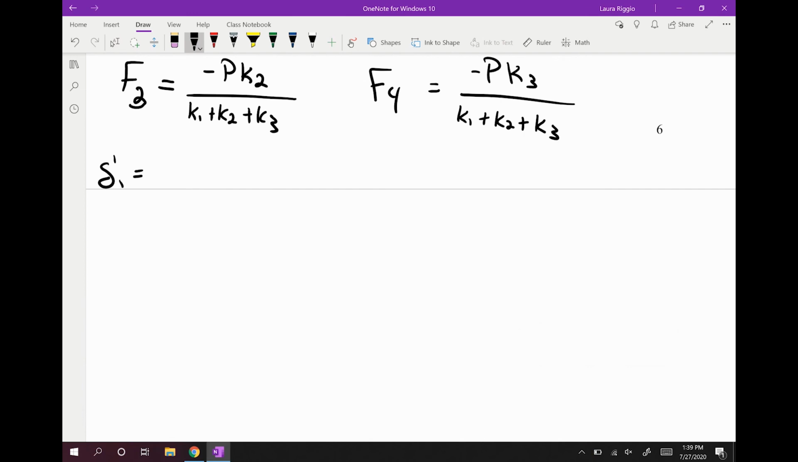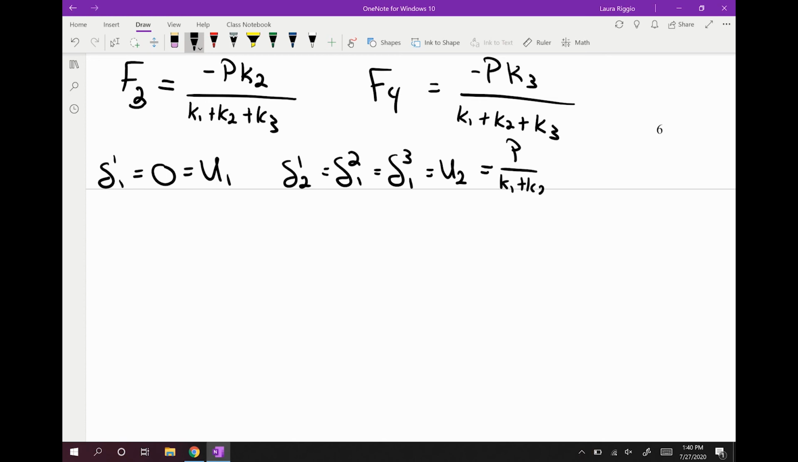So our displacement in N1 of spring 1 is 0, and this is of course equivalent to U1. Our displacement of spring 1 N2 is equal to our displacement of spring 2 N1, which is equal to our displacement of spring 3 N1, which is equal to U2, which is equal to P over K1 plus K2 plus K3. Our force at spring 1 N1 is equal to F1, and our force of spring 2 N2 is equal to F3, and our force of spring 3 N2 is equal to F4.